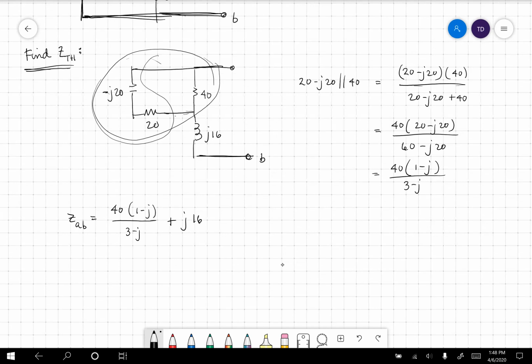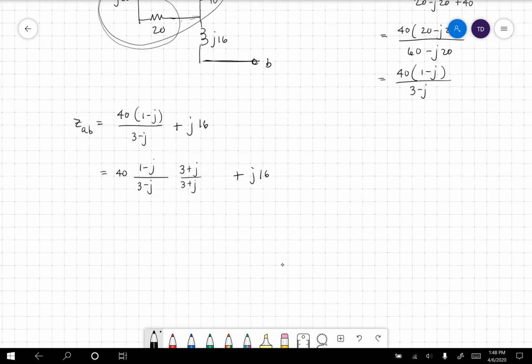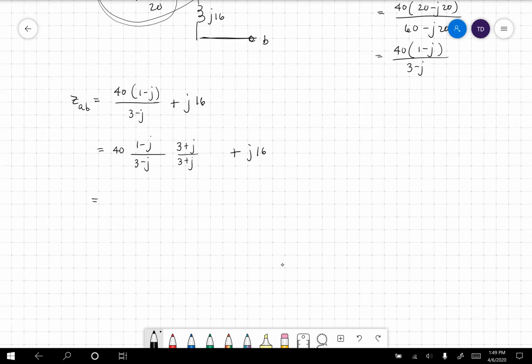So in order to add those, we need them both in purely rectangular form. So this is going to be 40 times 1 minus j over 3 minus j times 3 plus j over 3 plus j, plus j16. Clean up. Notice how all of our tough work is always dealing with complex numbers. The denominator is 10. 40 divided by 10 is 4. Now it's 4 times 1 minus j times 3 plus j. 1 times 3 is 3.